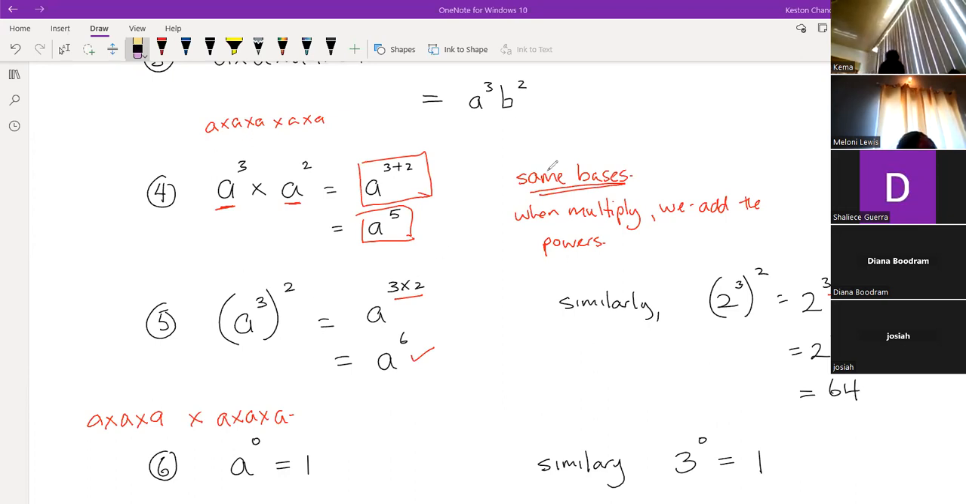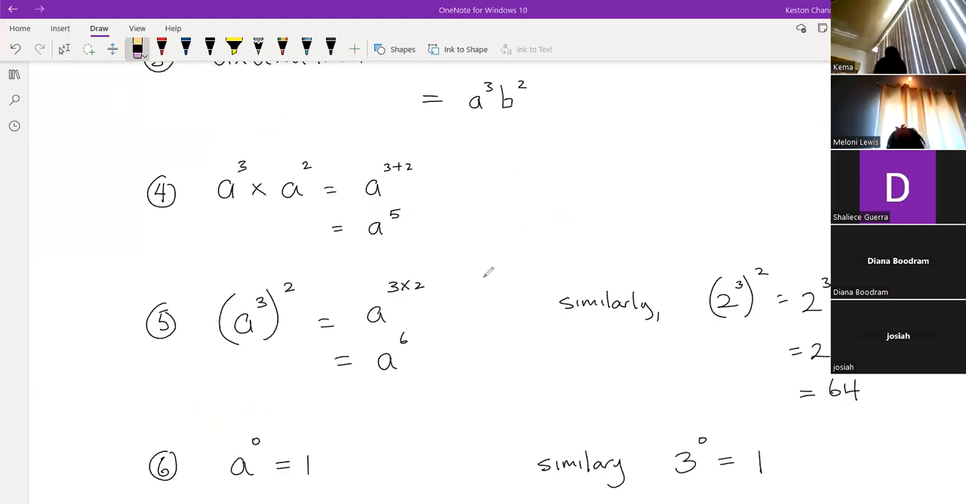Everybody understand this one? This one is the power of a power. Power of a power is the common name for it. So you're raising the index to another power. Everybody okay with that one?